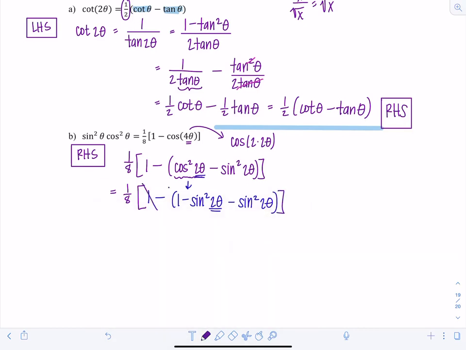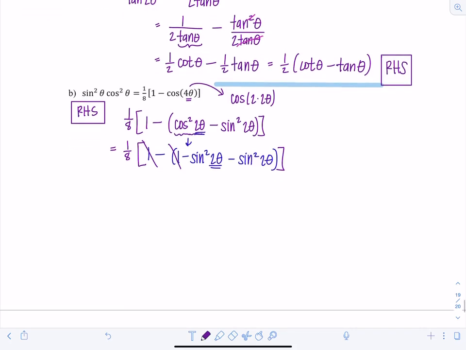Okay, and so these ones are going to cancel out, and then now I have 2 sine squared 2 thetas, right? Because the negative is going to distribute. So I have 1/8 times 2 sine squared 2 theta. 1/8 times 2, that's 1/4. And then instead of writing sine squared 2 theta that way, I'm going to write it as sine 2 theta squared, right? It means the same thing.